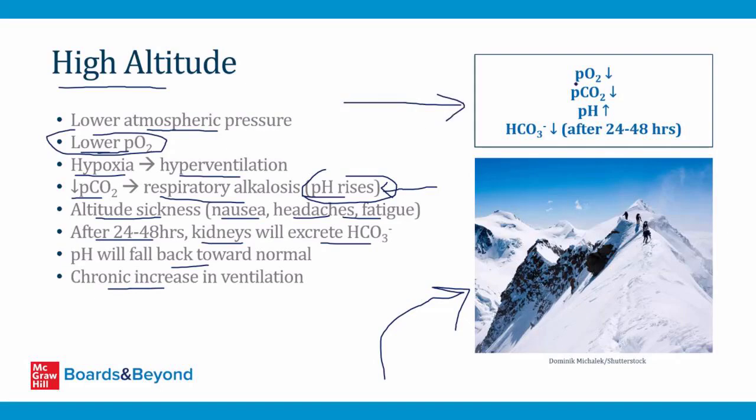So I've summarized up here the high yield things to remember about high altitude. There's a lower partial pressure of oxygen initially on ascent. This causes hyperventilation, so the CO2 level falls and the pH rises. But then after 24 to 48 hours, the kidneys begin to compensate by excreting bicarb, and that brings the pH back down closer to the normal range.